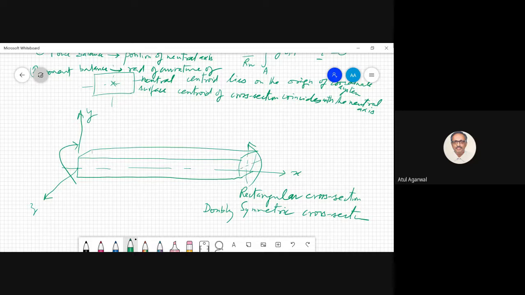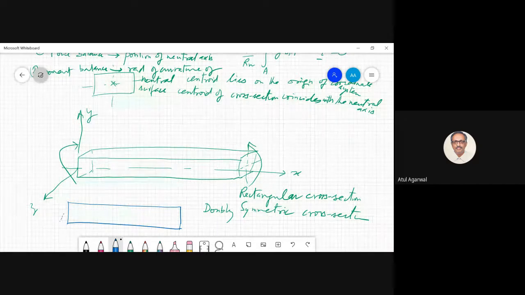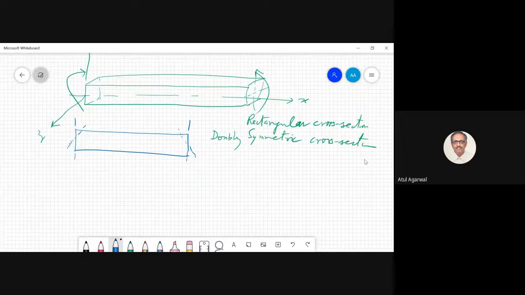Now you have applied external moments. Because of this, this actual plane, let me draw it separately. Now I am drawing the front view of the beam. This plane rotates. Similarly, this plane rotates. So what are the assumptions of theory of bending? I'll tell you what the assumptions of theory of bending are.